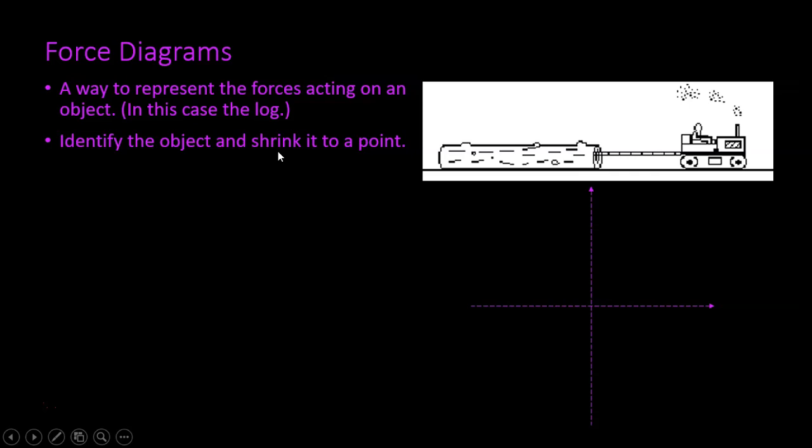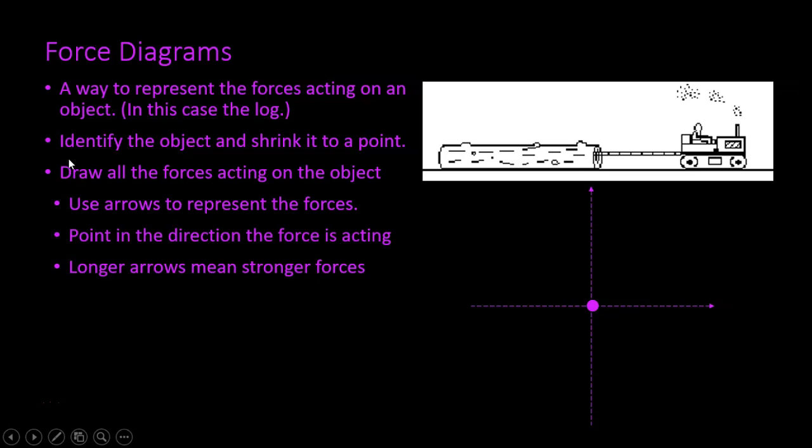So the first step is to identify the object and shrink it to a point. So we're doing the log, and we're going to shrink it to a point, and we're going to stick that dot at the origin.